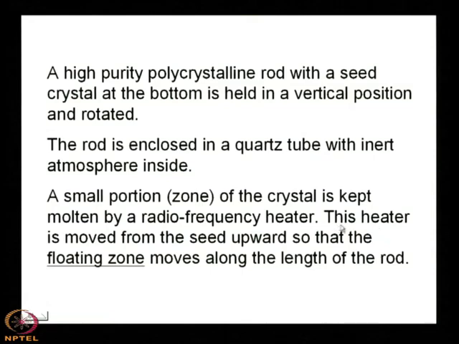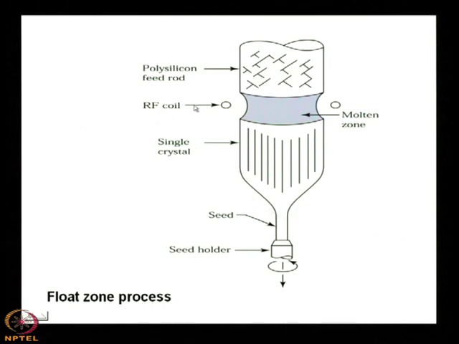That means, you see that the heater is moved from the seed upward. You see, this is your RF coil. So, the RF coil imparts heat to this rod, so it is in a molten state, and this RF coil is moved in the upward direction. So, this zone is not fixed here. The zone was earlier here near the seed, then the zone moves upward, and since there is a seed, it is pulled in this direction, downwards.